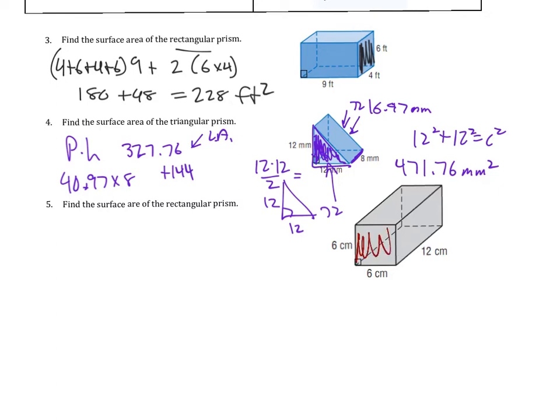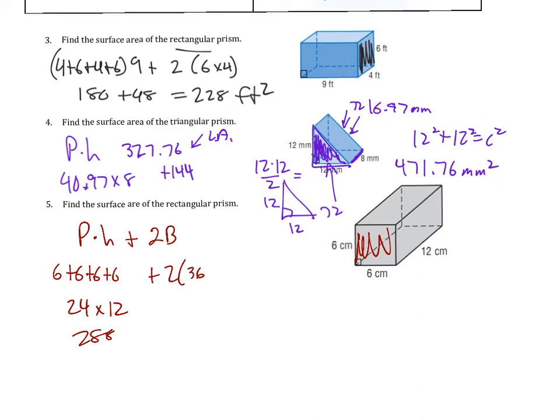This is my base. So perimeter, 6 plus 6 plus 6 plus 6, or 24, times 12, which is going to be 288, plus twice the area of the base. So it's going to be 2 times 36, which is going to be 72. So my answer is going to be 360 centimeters squared. Sorry about that.